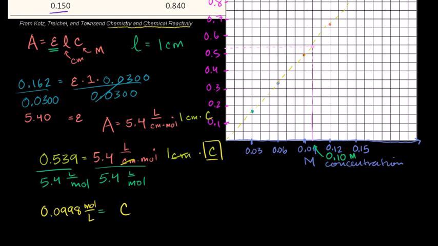So we were able to get a much more exact answer by actually just going through the math. But this is pretty darn close. This exact answer is pretty darn close to what we estimated just by eyeballing it off the chart. 0.1 is only a little bit more than 0.0998.